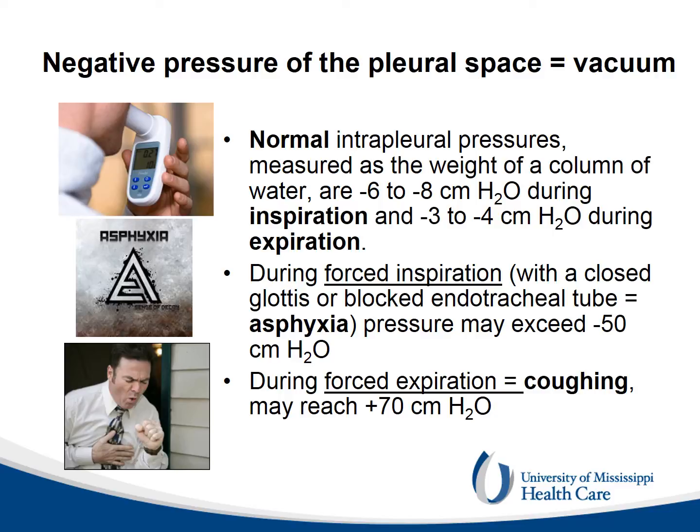The intrapleural pressure changes with the breathing phases. Normal intrapleural pressure is -6 to -8 centimeters of water during inspiration and -3 to -4 centimeters of water during expiration.